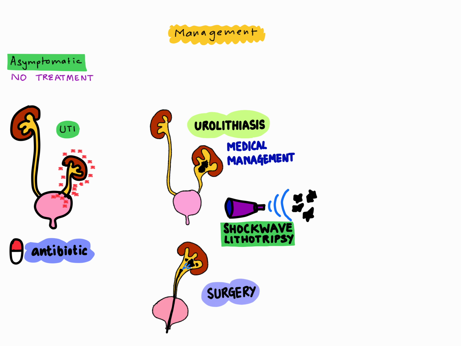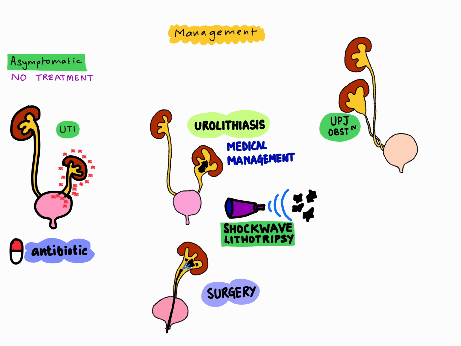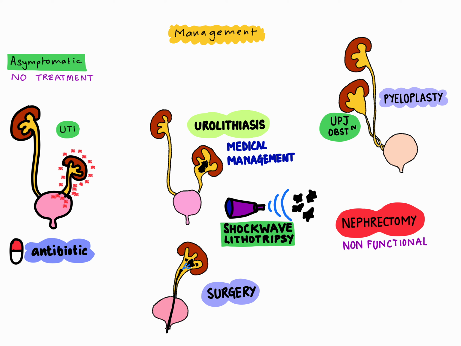The abnormal anatomy can make surgical access more challenging. For obstruction, if there's a significant blockage, for example, from UPJ obstruction, surgical intervention like a pyeloplasty may be necessary to improve drainage and preserve renal function. Nephrectomy is reserved for rare cases where the ectopic kidney is non-functional and causing recurrent severe symptoms.